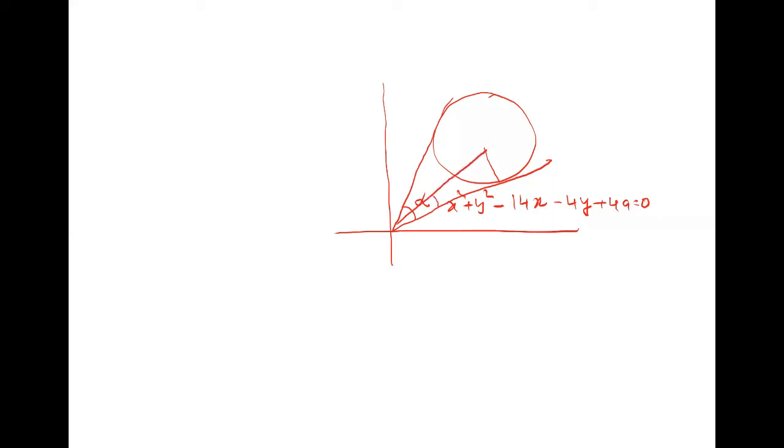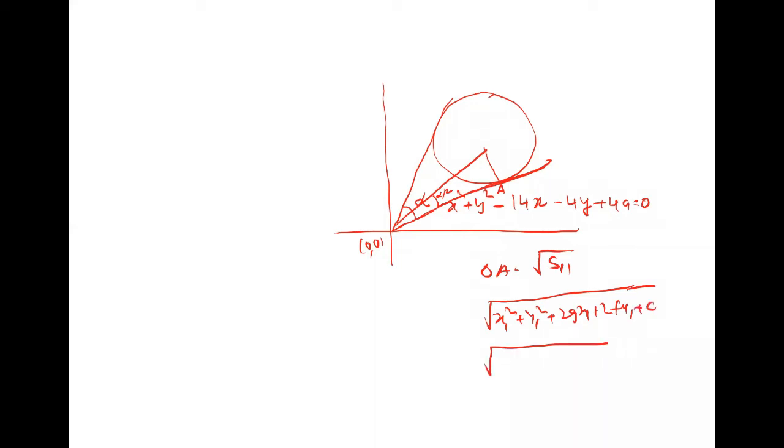So this angle is alpha by 2. This is (0, 0). What is the length of the tangent? We have already studied OA. The length of the tangent is root S11. What do you mean by root S11? It is x1 square plus y1 square plus 2g x1 plus 2f y1 plus c. In our case, (x1, y1) is (0, 0). So we get 0 plus 0 plus 0 plus 0 plus 49. We get 7.